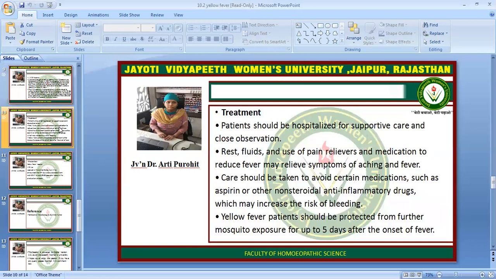Treatment: the patient should be hospitalized for supportive care and close observation. Rest, fluid, and the use of pain relievers and medication to reduce the fever may relieve the symptoms of aching and fever. Care should be taken to avoid certain medications such as aspirin and other non-steroidal anti-inflammatory drugs, which may increase the risk of bleeding. Yellow fever patients should be protected from further mosquito exposure for up to 5 days after the onset of fever.